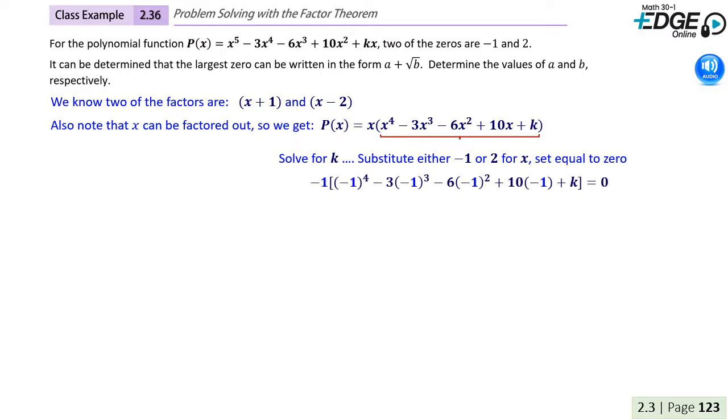If -1 is a 0, then we can replace every instance of x with -1 and set the polynomial equal to 0. Notice here I have a -1 out front of the square brackets. That's the factored out x. In the next step, I divided both sides by -1. So that factored out -1 went away, and on the right side, 0 divided by -1 did not change. We isolate k to find it has a value of 12. We would have found the same value had we replaced all the instances of x by 2, because it's also a 0 of this function.